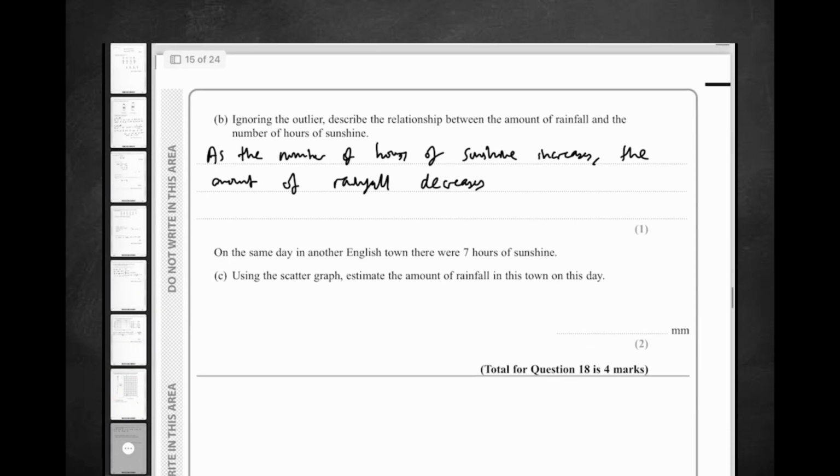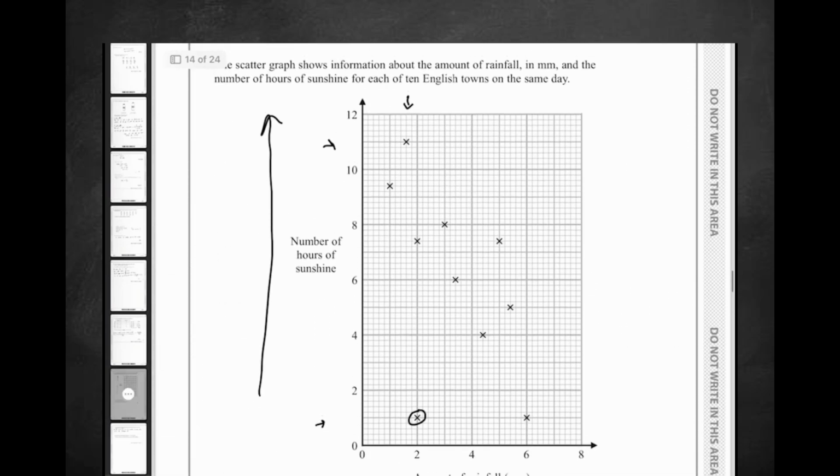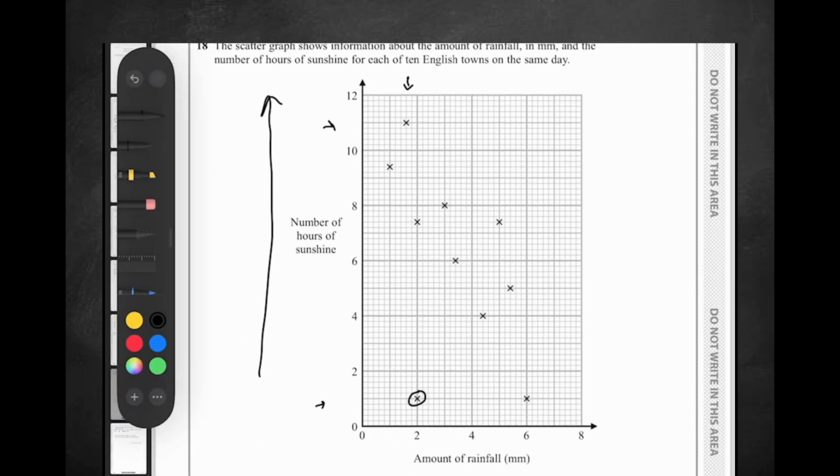And part C, on the same day in another English town there were 7 hours of sunshine. Using the scatter graph, estimate the amount of rainfall in the town on this day. So we'll draw a line of best fit, ignoring the outlier, of course. So let's just go with roughly that. And they said that it had 7 hours of sunshine, so we'll put a 7 here, be about here. Only an estimate anyway.